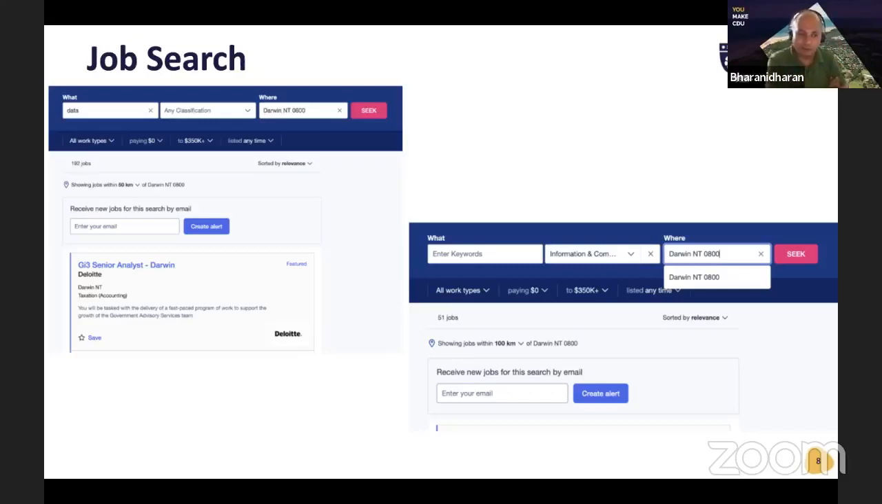Darwin is a quite small and vibrant city. Pretty much everyone knows everyone in this place. And one thing I would like to point out: when you search data, there are 200 jobs, which means data science is not only applied in computer science, but across multiple domains.